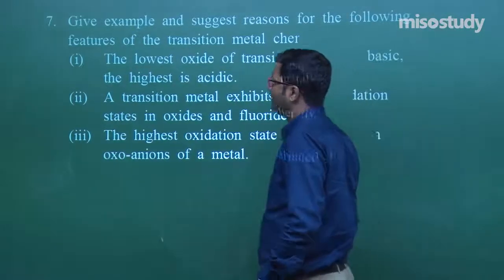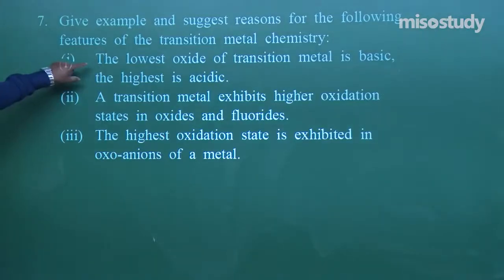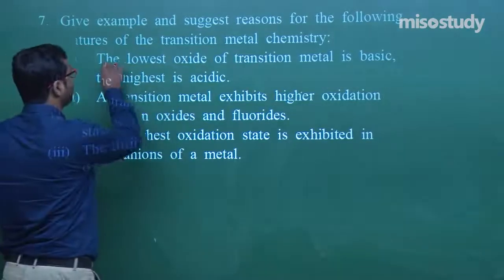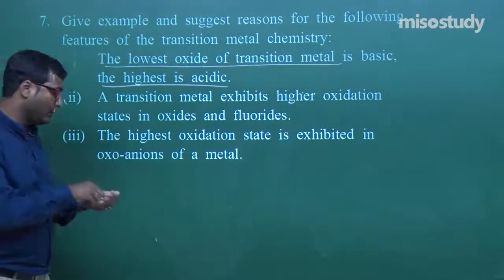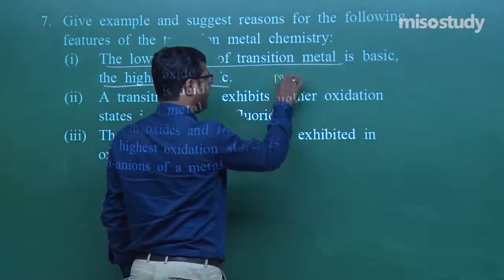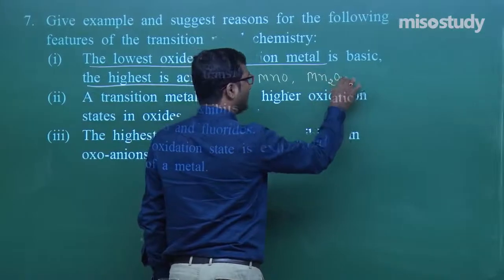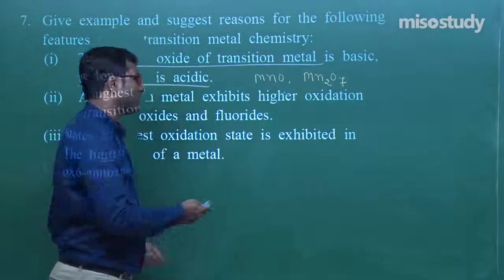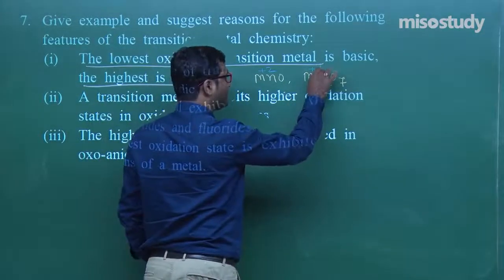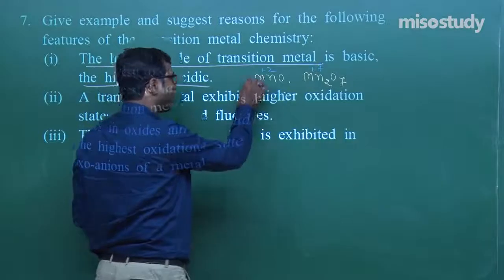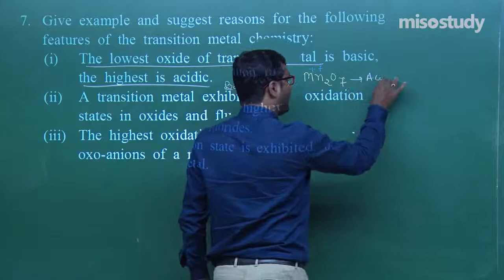Question number 7. This is a very easy and descriptive question. Why is the lowest oxide of a transition metal basic and the highest acidic? As we know, if I write here MnO and here Mn2O7, look at what I am telling: here Mn is in the plus 2 oxidation state and here Mn is in the plus 7 oxidation state. What do we observe? This one has basic nature, but this one, my friend, has acidic nature.